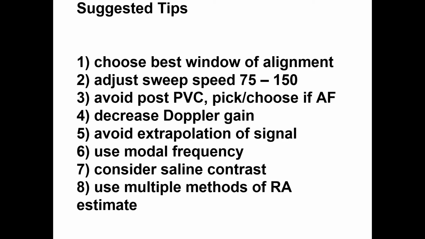In terms of suggested tips, not only should we choose the best window for alignment of the tricuspid regurgitation signal, but we should also adjust the sweep speed to a higher sweep speed, avoiding premature ventricular contractions, reducing the Doppler gain and avoiding extrapolation of the signal, and pay close attention to the modal velocity. Saline contrast may be helpful to define and discern signals that are not complete. And lastly, and we'll talk about this later, we need to use multiple methods of assessment of the right atrial pressure.